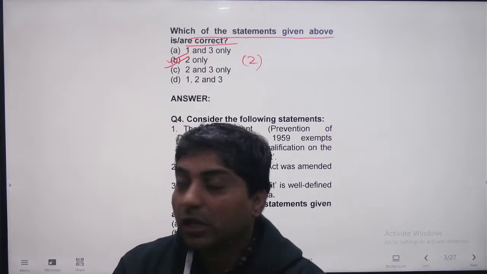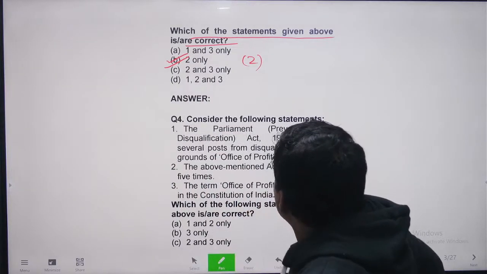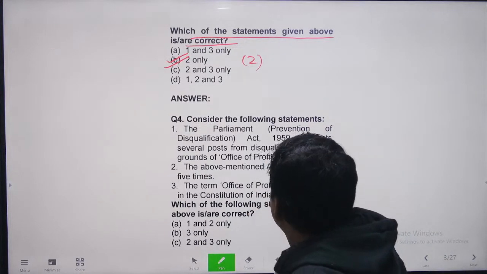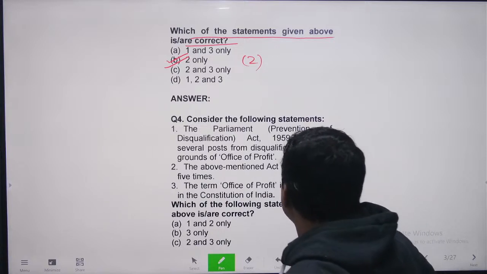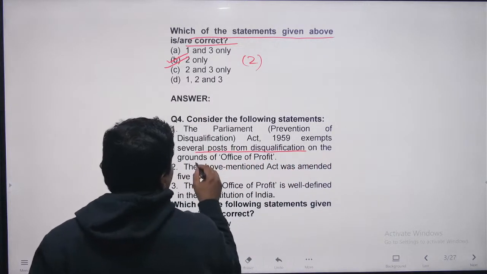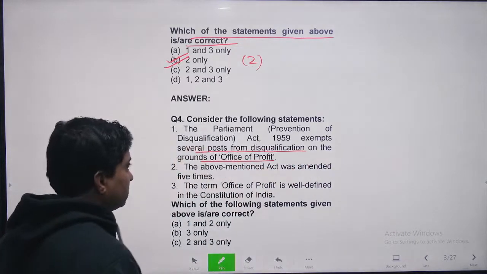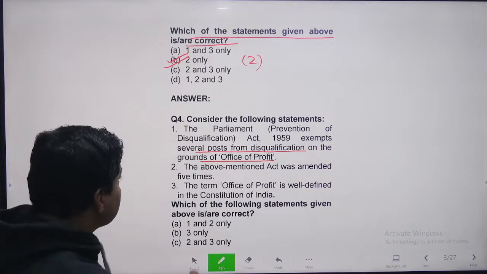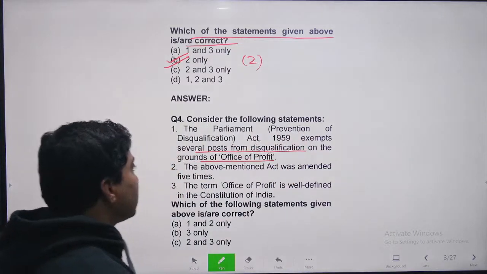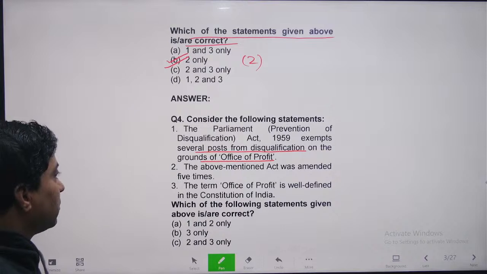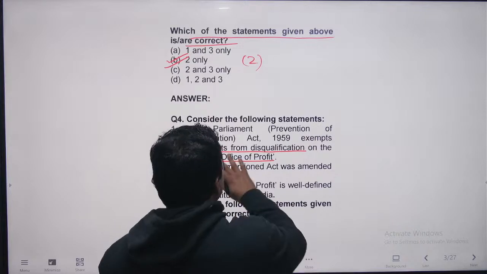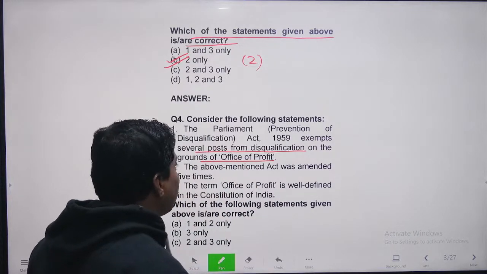Fine. Now look at question number 4. Consider the following statements. The Parliament Prevention of Disqualification Act 1959 exempts several posts from disqualification on the grounds of office of profit. First it talks about one law, and that law is the Parliament Prevention of Disqualification Act 1959. Basically this law exempts several posts from disqualification on the grounds of office of profit.